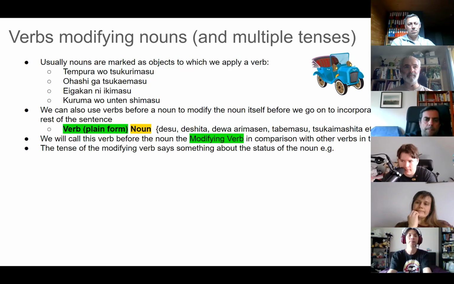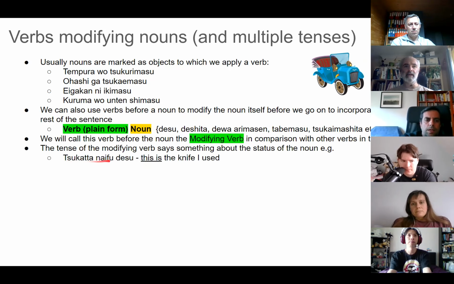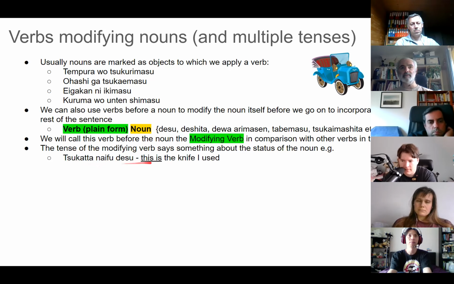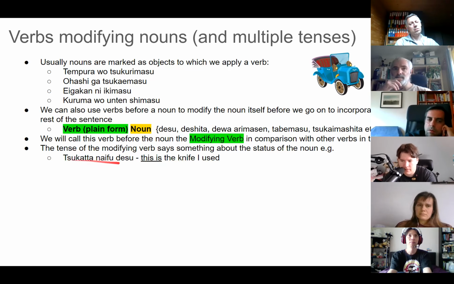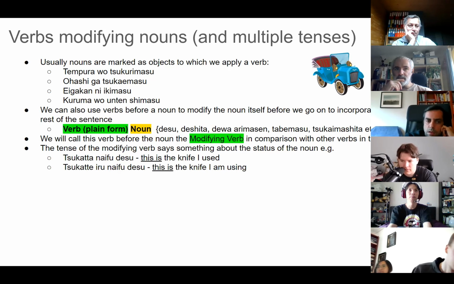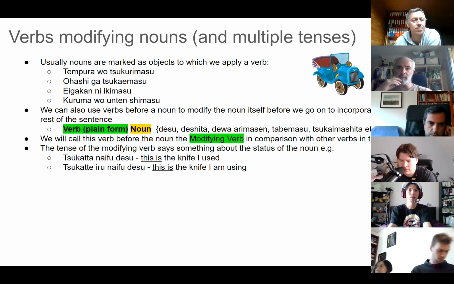For example, what does this mean? Tsukatta knife desu. So tsukatta, you can see this is in the plain past form to make it the knife that you used, and then you're saying desu, it is. So this is still being reflected by a positive present state desu, but the knife I used. So it's saying I used it in the past, and here it is. If we then change the modifying verb to present continuous tense, this is also possible, and we can say tsukatte iru knife desu. This is the knife that I'm using.